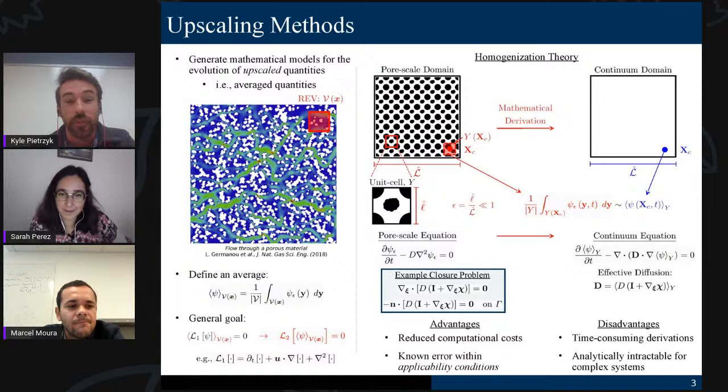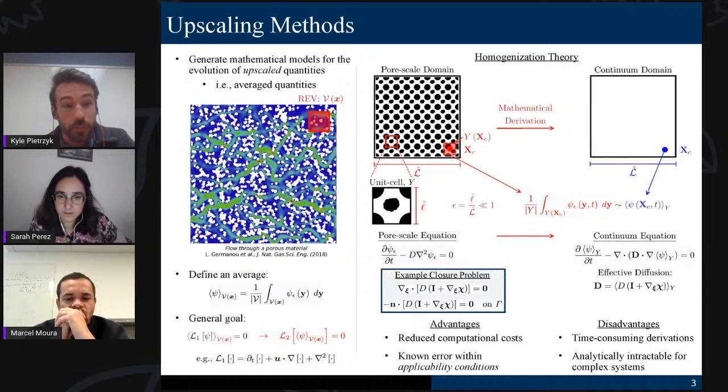And so it does this by using effective parameters that you can see on the screen, namely the effective diffusion, which relies on chi, and chi is called the closure variable. The way you find the closure variable is through a closure problem, which is provided by homogenization theory. So to use this model, you solve the closure problem on the unit cell domain, calculate your effective parameters, and then solve the continuum equation on the continuum domain.